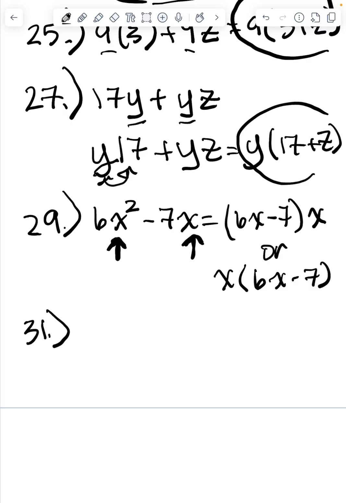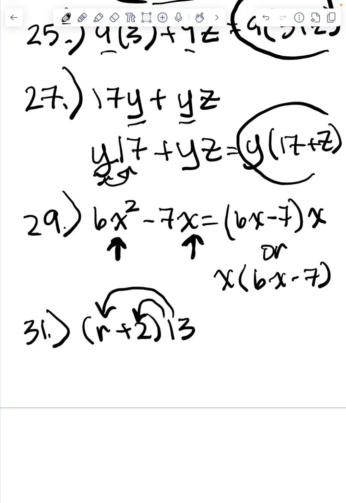31. Use the distributive property to write an equivalent expression, then simplify if possible. So we have the quantity r plus 2 times 13. So that means we're distributing this way because the 13's in the back. Generally, we write the coefficient first. If you remember your vocab word, the constant number that's in front of a variable is called the coefficient.